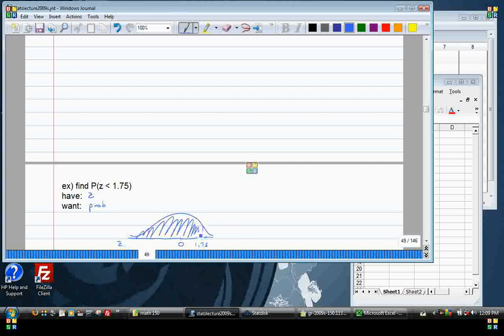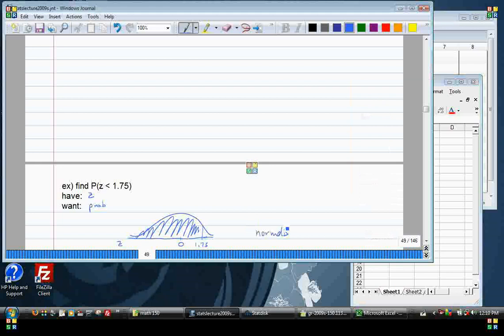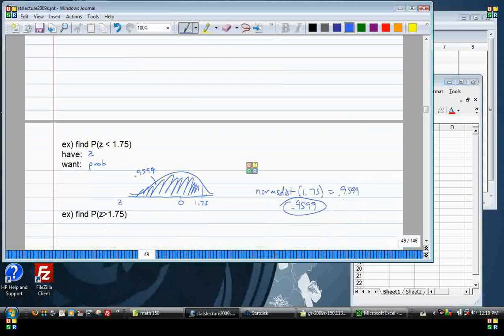Okay. So now we can use Excel norm s dist. Z-score is 1.75. Enter 0.9599. Is that your answer? Yes. This is 0.9599, and in particular 0.9599 is your answer. And also, looking at the picture, is it reasonable that the area that we've shaded is 0.9599? Yeah, that's reasonable. Now, next, find the probability that z is greater than 1.75.